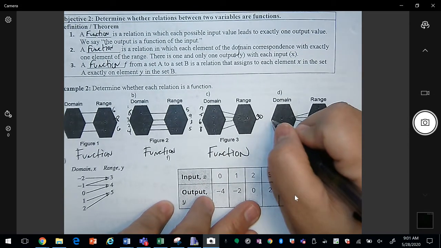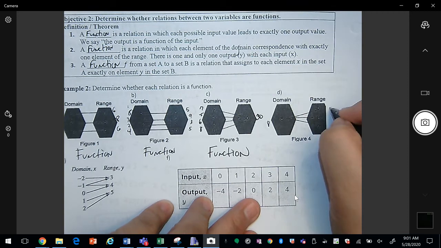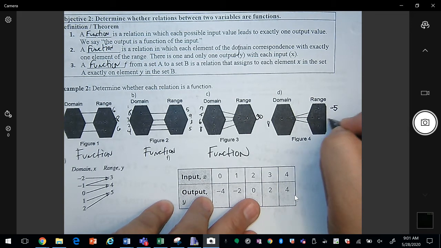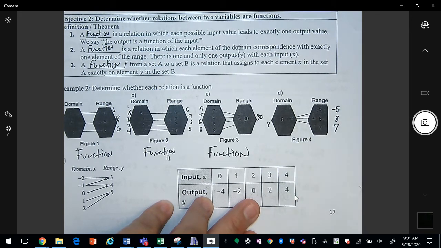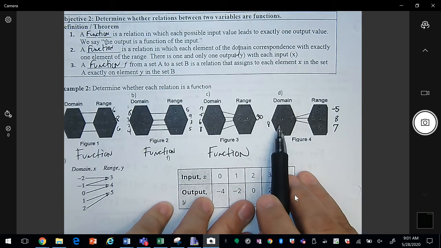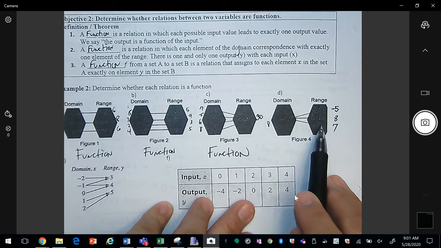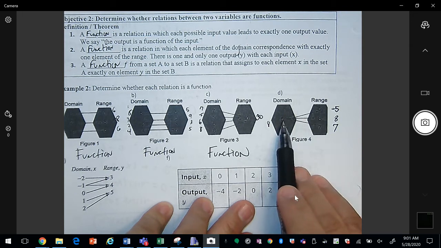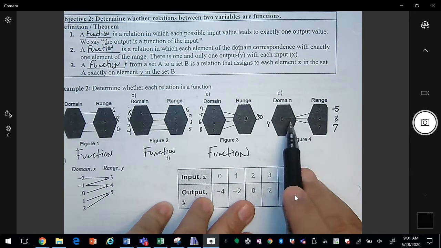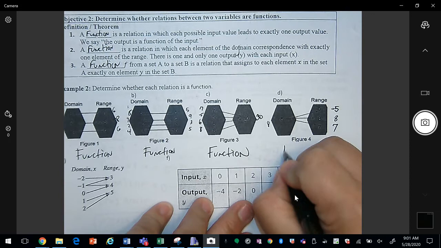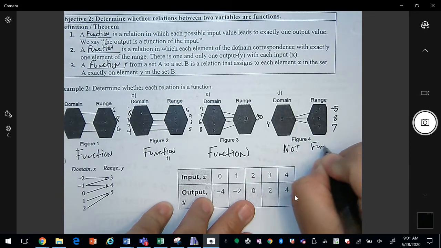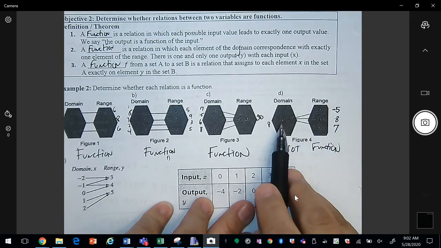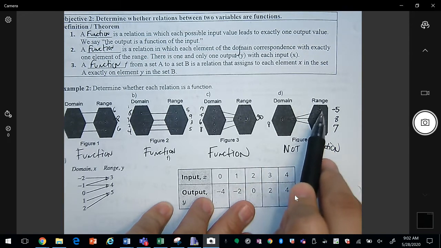And the last one, you have the number 8 here, -5, 8, and so here, is 8 going to just one thing in the range? The answer is no. 8 is going to 3 different numbers in the range. So that makes it not a function. The important thing is that in the domain, each number should only be assigned to one element of the range.